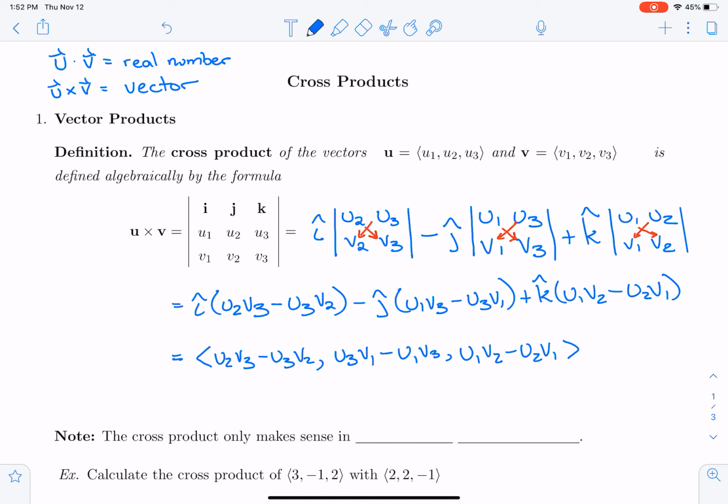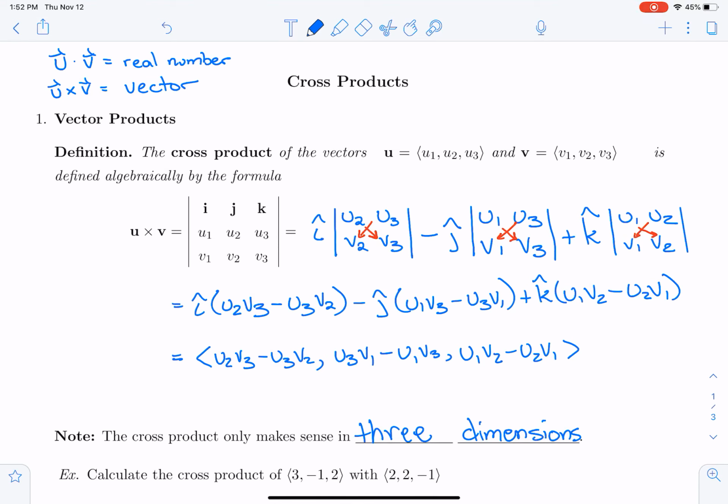You'll notice, because we're going to take i, j, and k, and then use the u and v vectors to form this 3 by 3 determinant, the cross product really only makes sense in 3 dimensions. Dot products make sense in any dimension, but cross products only really make sense in 3 dimensions.